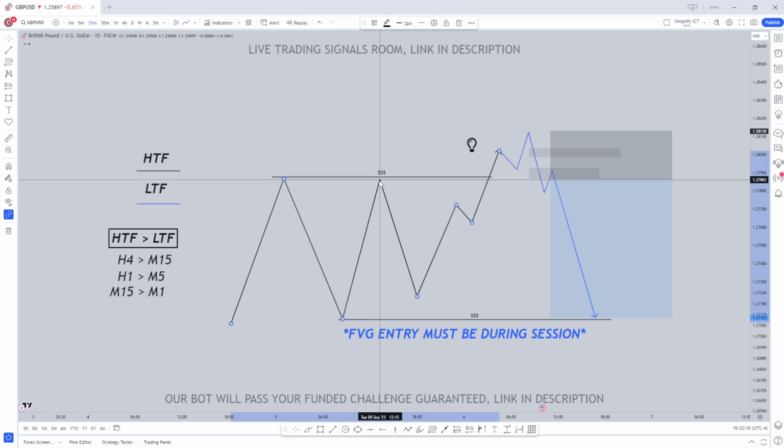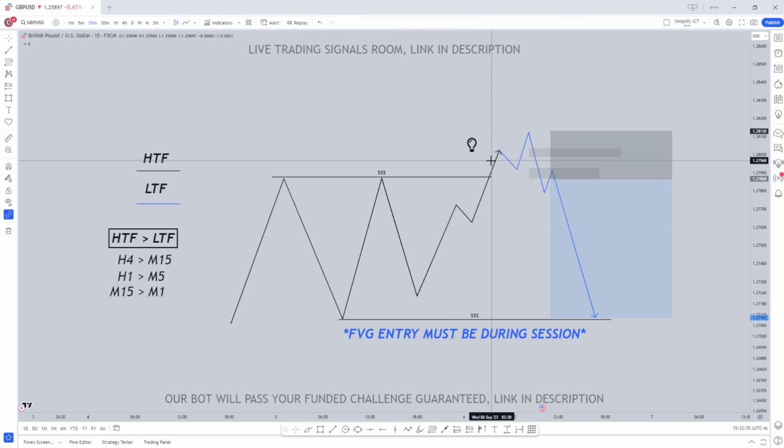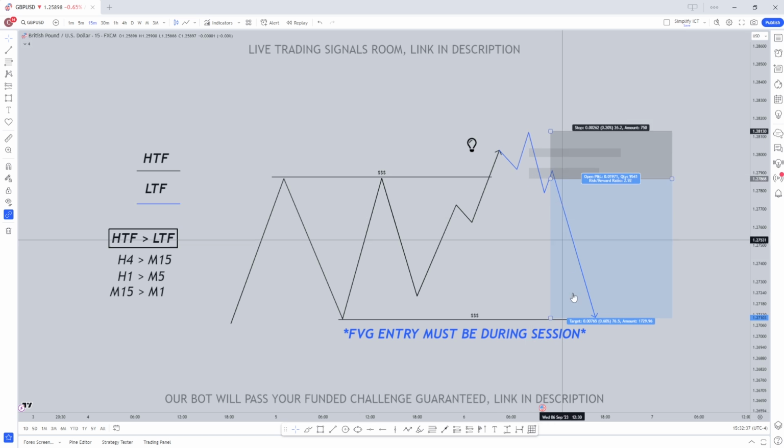Now, as you can see, price has made equal highs right here as liquidity, but we don't have to see equal highs specifically. We could just see one old high, but if it does have equal highs, that's an even bigger magnet for price to be attracted to sweep as liquidity and then reverse in the opposite direction.